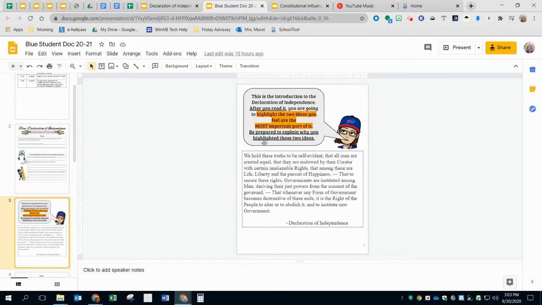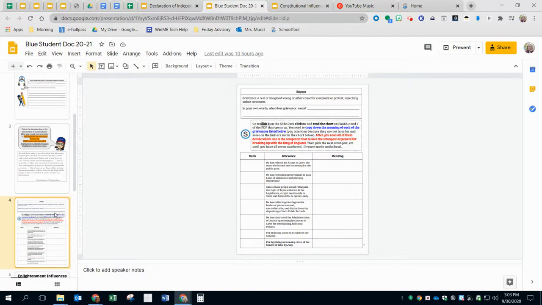So the next page, you're not doing anything in the slide deck. You're just highlighting 2 ideas you feel are the most important part of the Declaration of Independence excerpt that I gave you. Next up, you're going to look at the word grievance and what the definition of grievance is, and then in your own words, what does grievance mean?